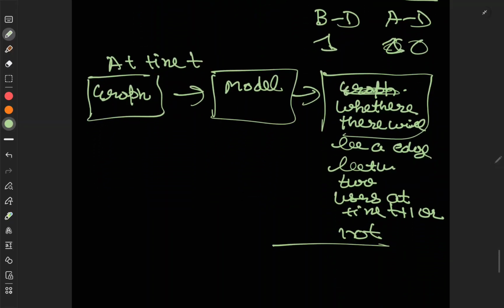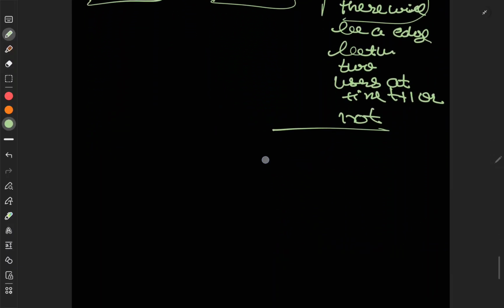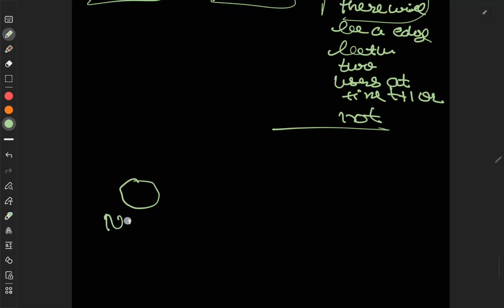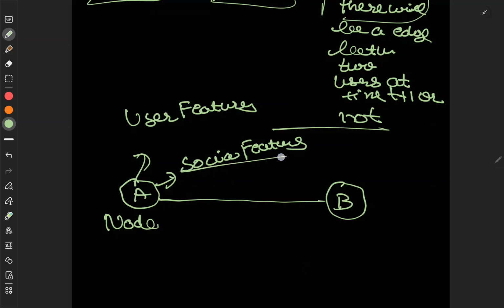Okay, but bhaiya, what are you even training? Like how will you say that B and D will be friends? So see, what we are going to do is that this is a particular node which is nothing but user features. We have another thing called social features, which is nothing but edge features, whether there is an edge between two users or not, but the features will always be there.